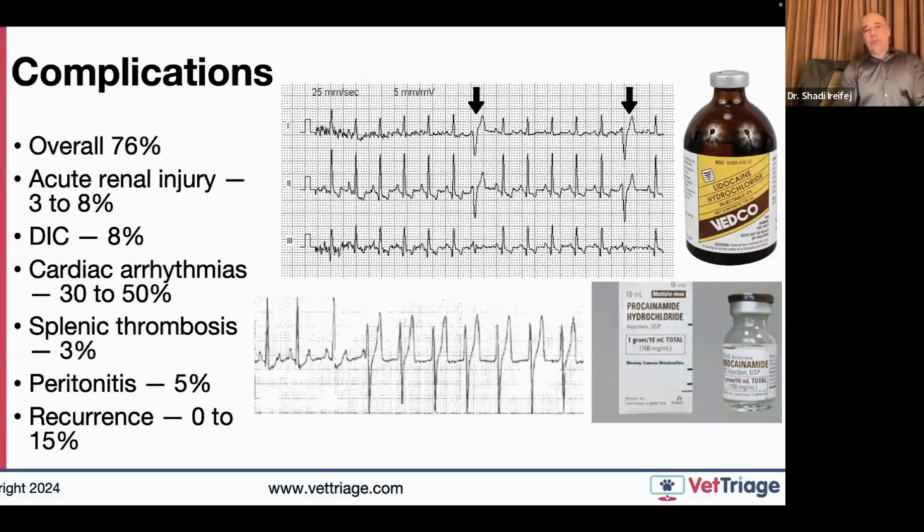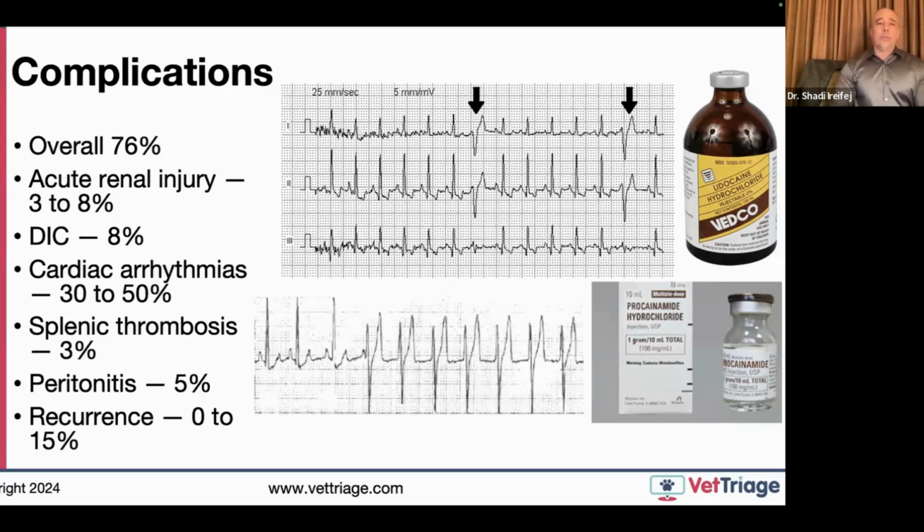Now, complications of GDV, and this is one big reason why I'm advocating for 24/7 monitoring at a facility that has overnight care, because these complications can be detrimental. And overall, a 76% complication rate is insane. And that's because it's a systemic disease, and these are patients that have comorbidities. You can be the best surgeon in the world and have all the tools, all the staff, and we're still subject to the dog's biology.